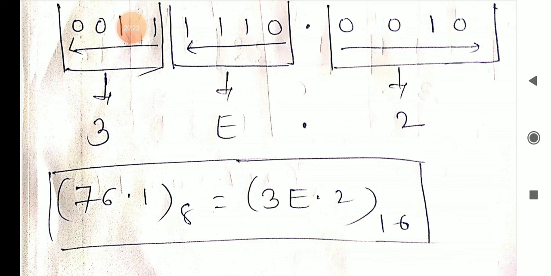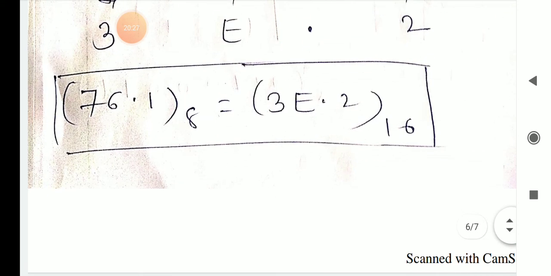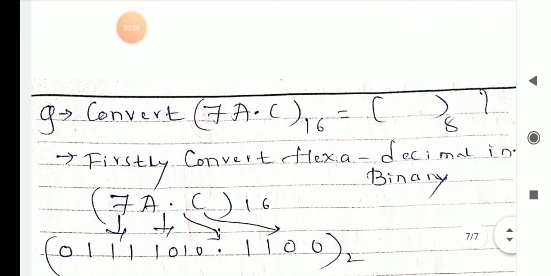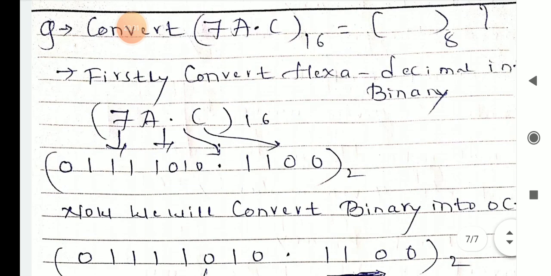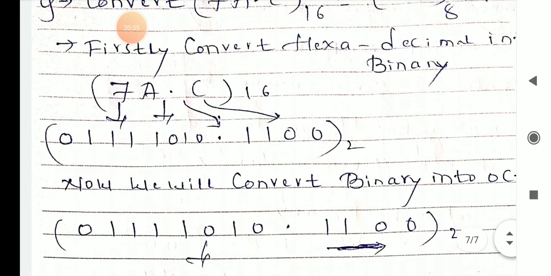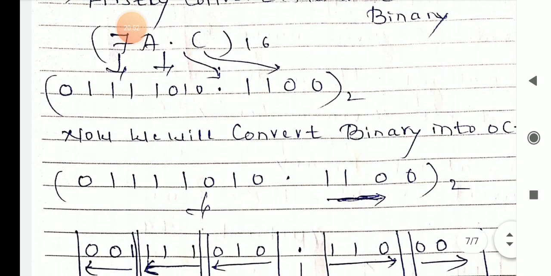I hope you understand this example very easily. Next, convert 7A.C hexadecimal into octal. First we convert hexadecimal into binary. 7 in hexadecimal is 0111, and A is 1010 in binary. The dot we keep as it is, and C is 1100. So this is the conversion.